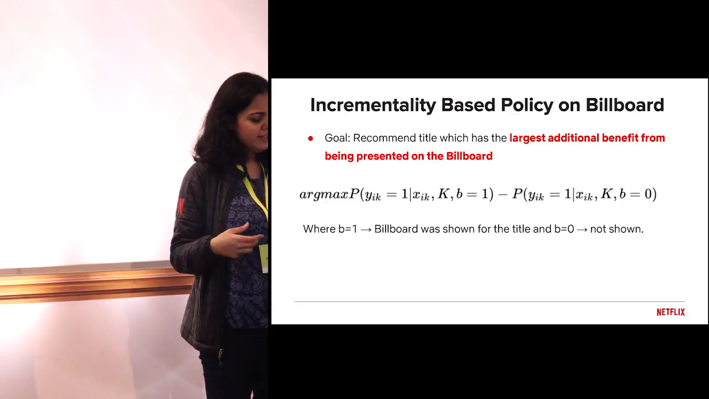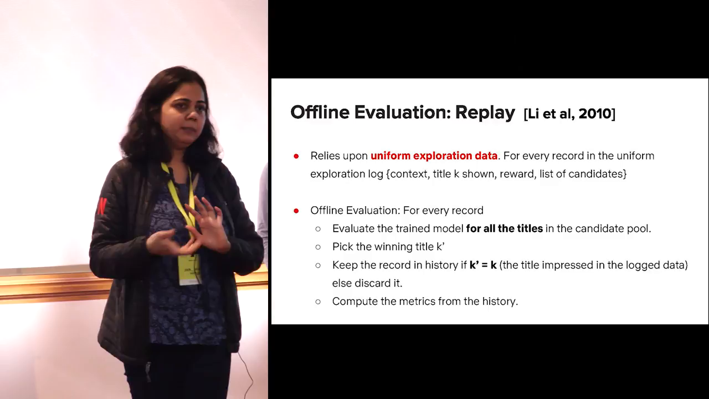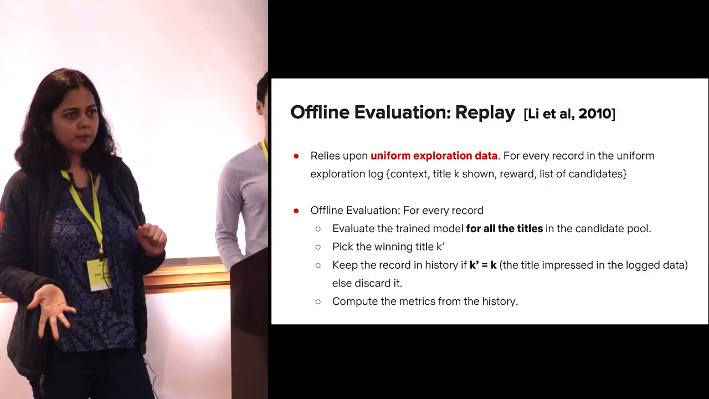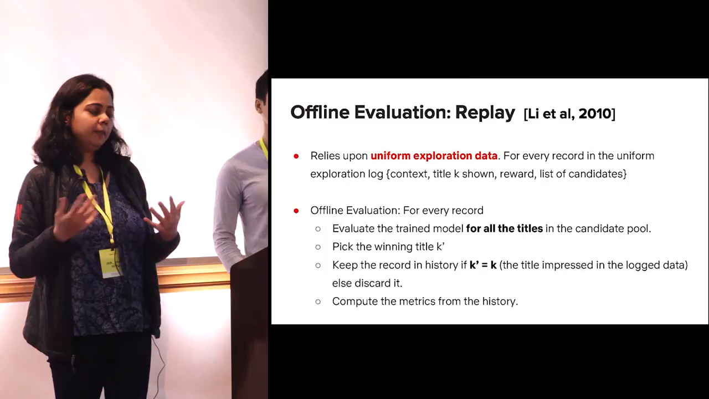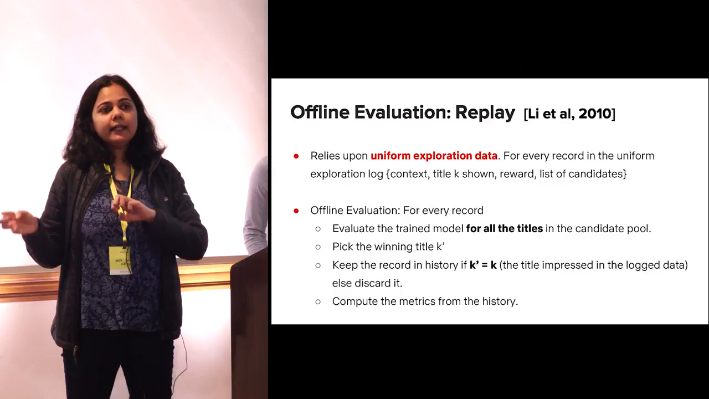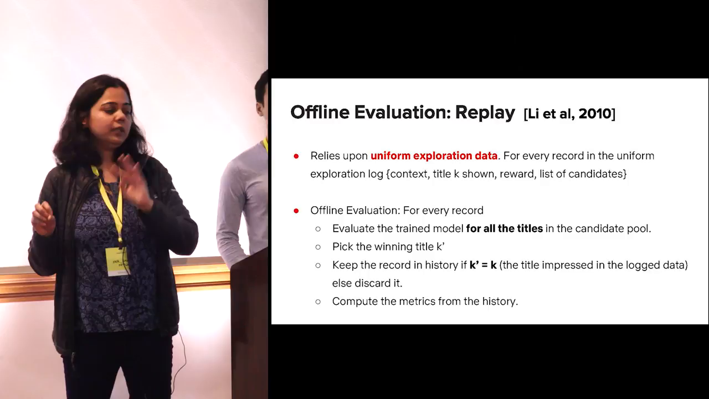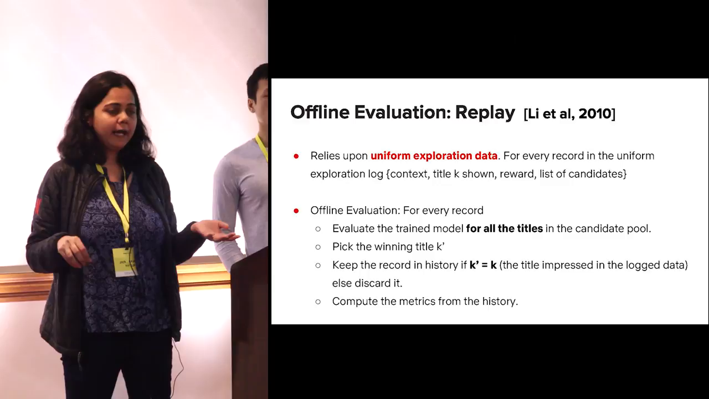So we have these two policies right now, the exploit policy and the incrementality-based policy. What we did was an offline and online comparison of these two policies. For offline comparison, we relied upon a method called replay, which is a standard method for evaluating contextual bandit algorithms. The method relies upon uniform exploration data, and it assumes that for every record in the exploration data, we already know the title which was shown, the context vector, the reward which was obtained, and the list of the candidate titles.